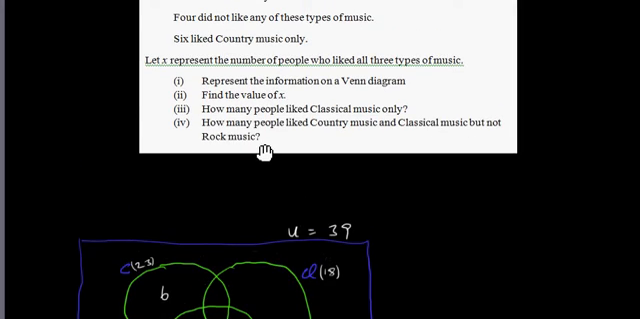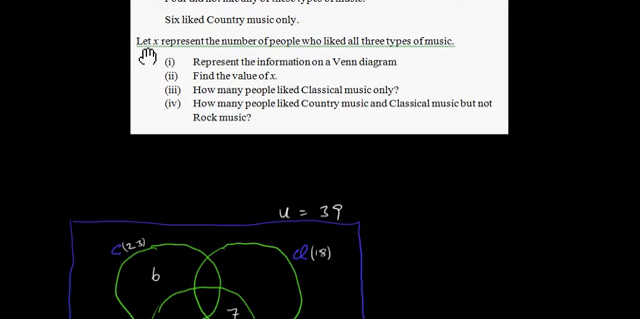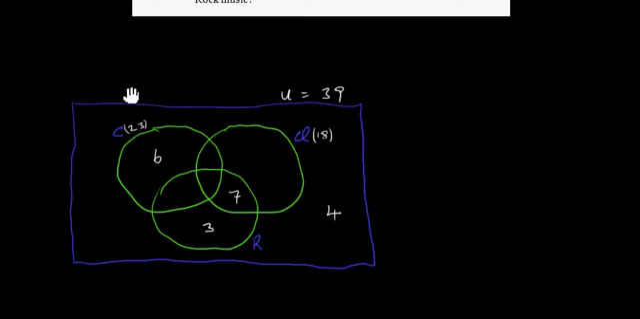Okay. Now, the last piece of information then is they say, let X represent the number of people who liked all 3 types. So all 3 types of music is here in the middle, so we can put an X in there. So this is everything we can fill out so far. We've read it twice really at this stage, so we filled out an extra bit of information. Now we've got to read it again, see if there's anything else we can fill out.